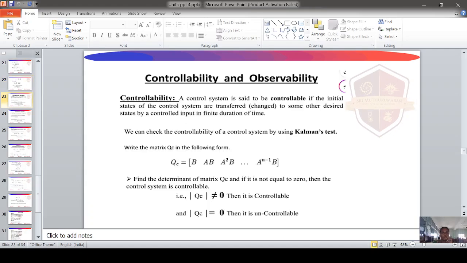Another problem is based on controllability and observability. We know the controllability formula by using Kalman's test: Qc is equal to B, AB, A square B, till A power n minus 1 B. If Qc is not equal to 0, then it is controllable. If Qc is equal to 0, then it is uncontrollable.